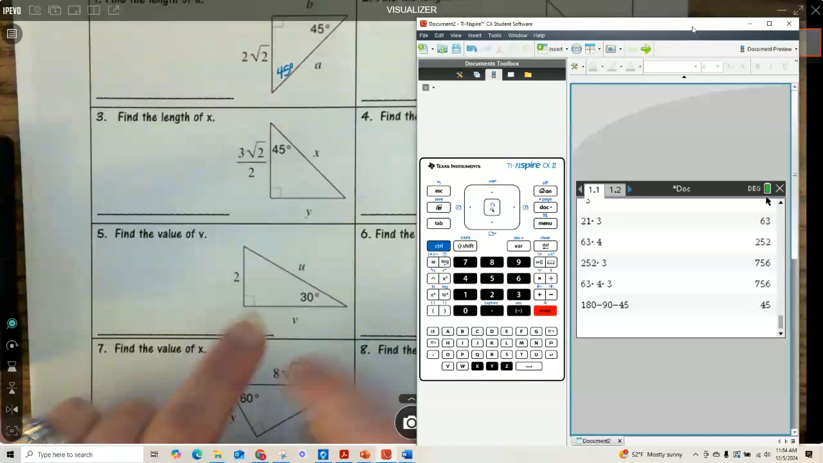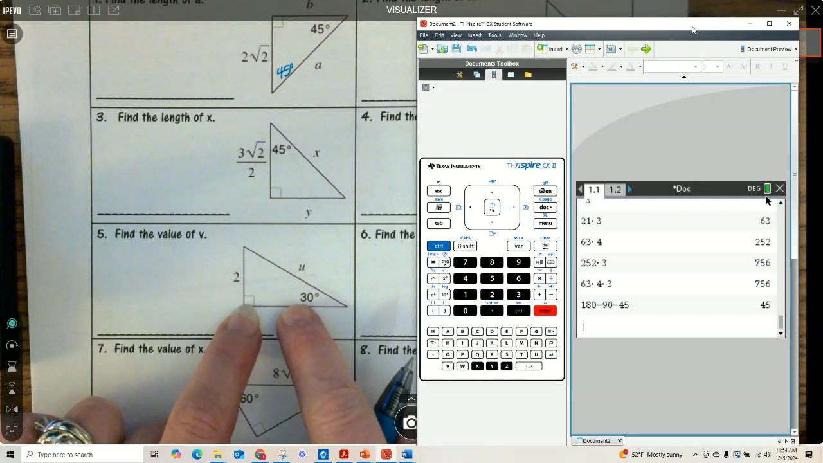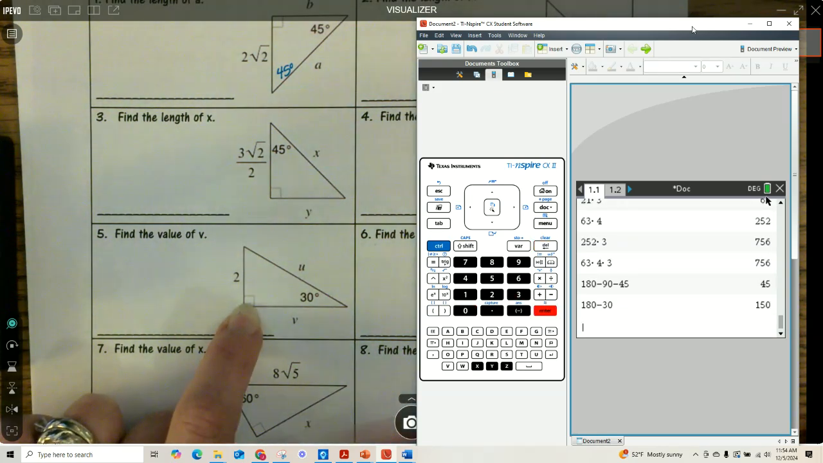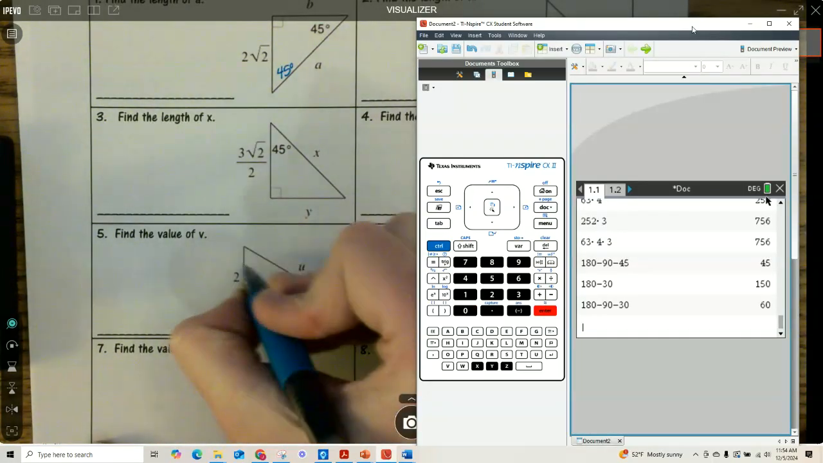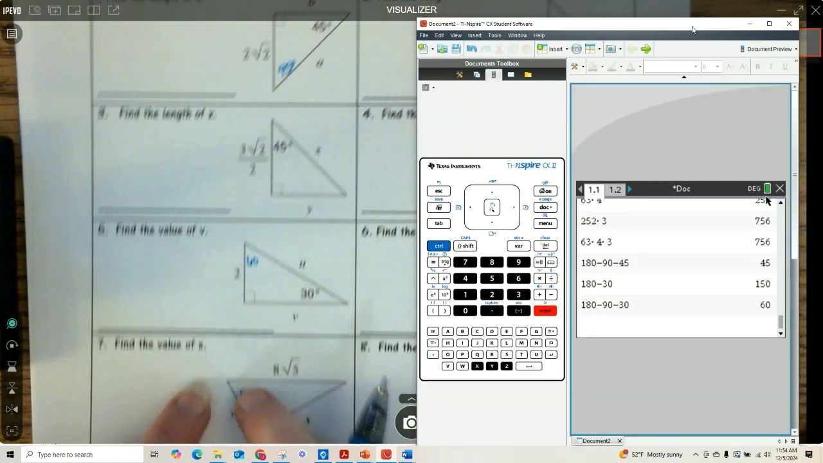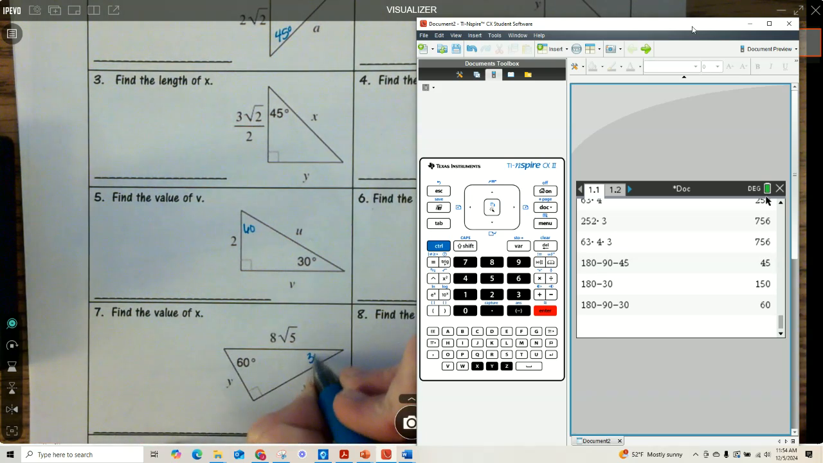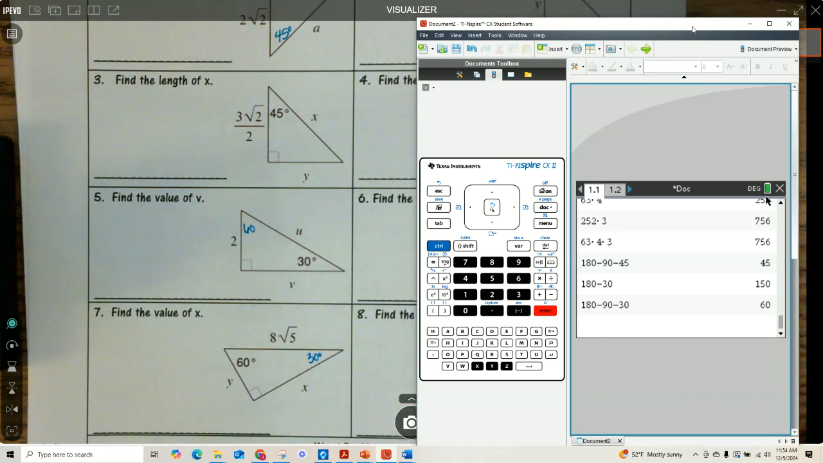Let's look at this one here. Same thing: if you have a 90-degree angle and a 30-degree angle, the other one has to be 60. Vice versa, if you have a 90 and a 60, the other one has to be 30. Okay?